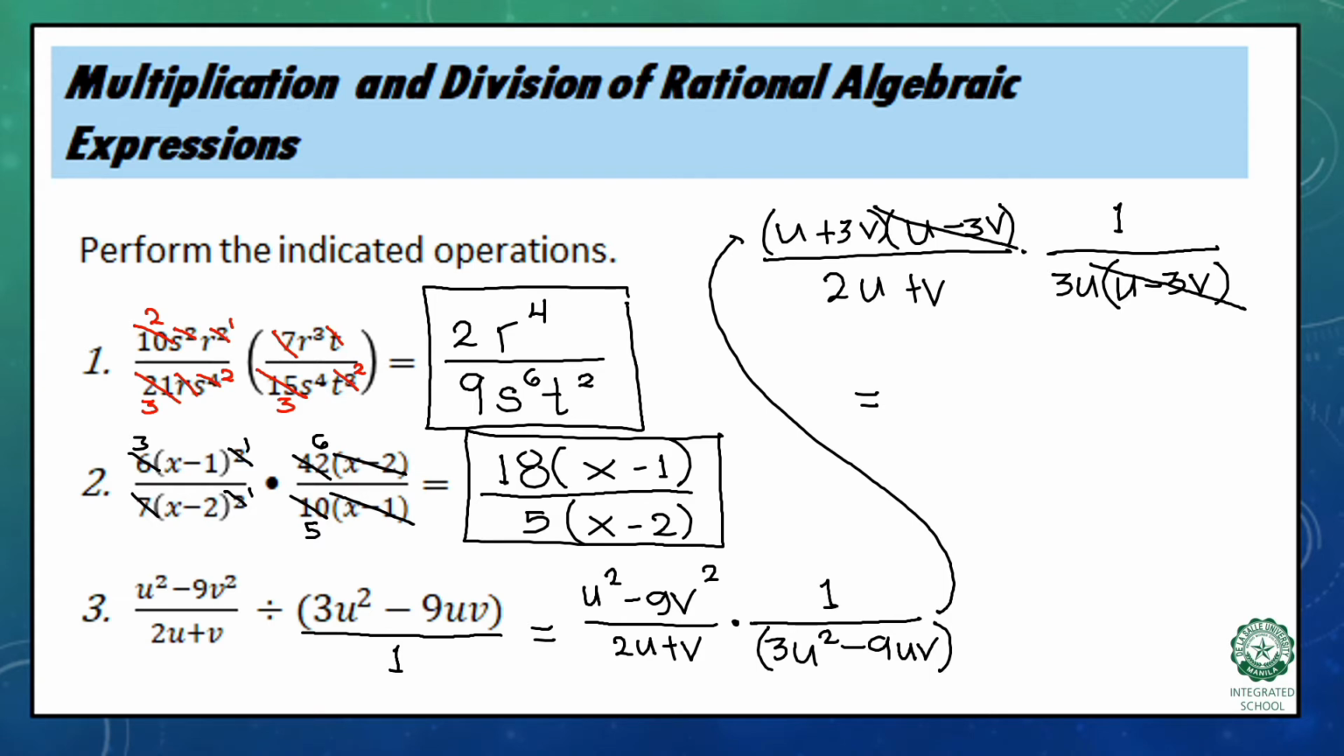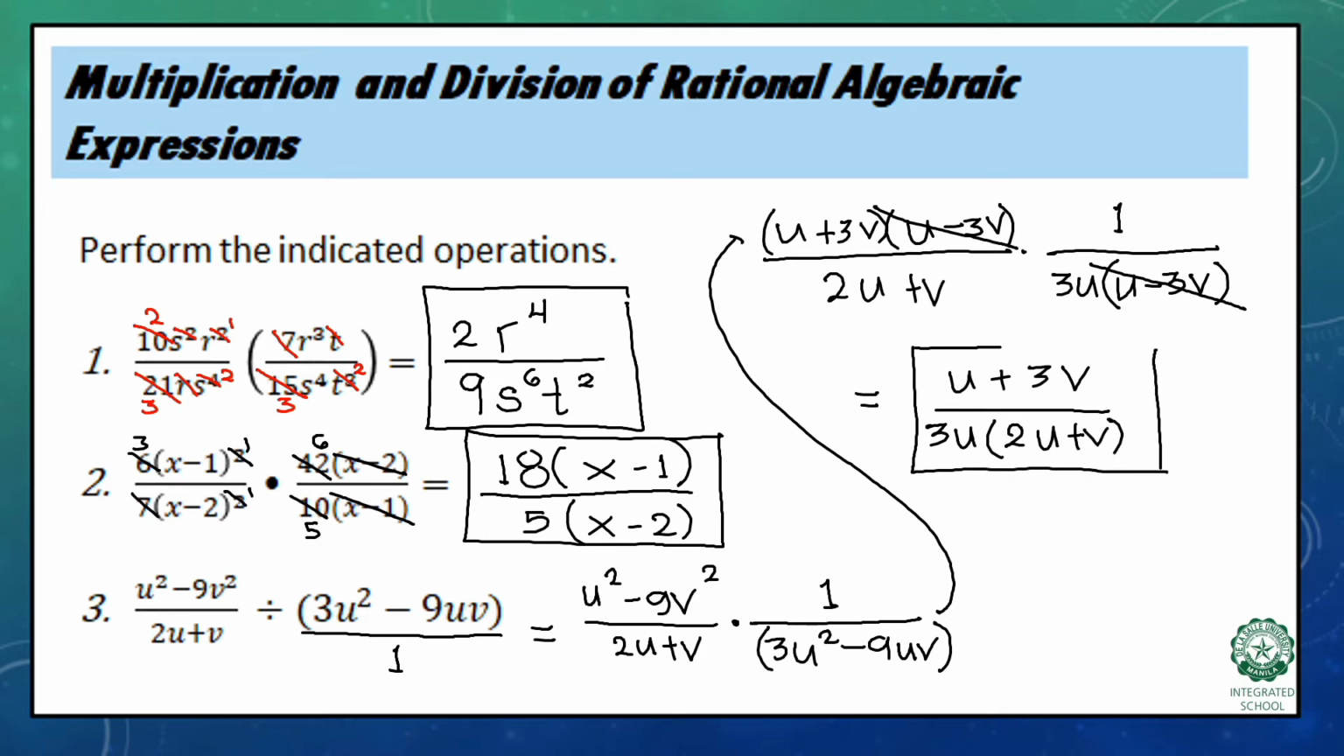Let's multiply the remaining terms as our product. So in the numerator, we have 1 times u plus 3v, which is u plus 3v, over 3u times the quantity of 2u plus v. Our final answer is that.